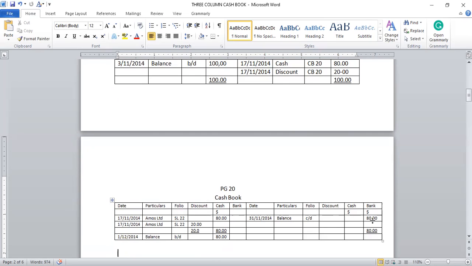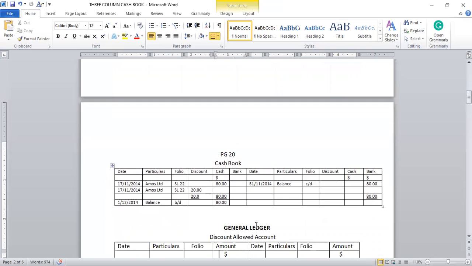So we take the amount paid, $80. We close it at the end of the month, which is 30th November 2014, date, particulars, balance. Then we carry down, that is shown on the folio column, carried down, c/d, $80. We will bring it down to the following month, which is 1st December 2014, balance brought down $80. We bring that. Then we take the discount to the general ledger.